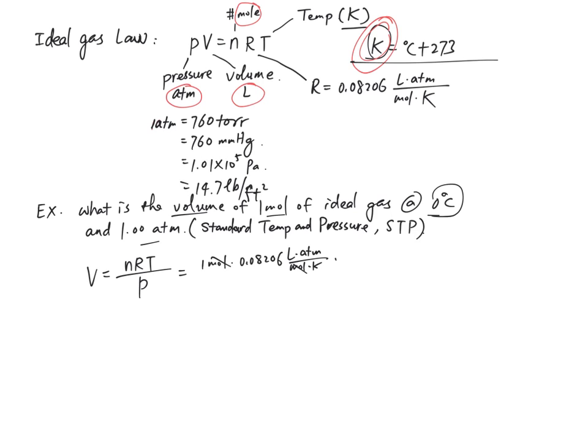Temperature, remember, needs to be in Kelvin. So degrees Celsius, 0 plus 273, so 273 K. So Kelvin cancels, divided by pressure 1.00 atmosphere. Atmosphere cancels, so you have only liter left, which is the volume that we want, and the result here is 22.4. And if you had any kind of high school chemistry background, you probably remember this number, 22.4.